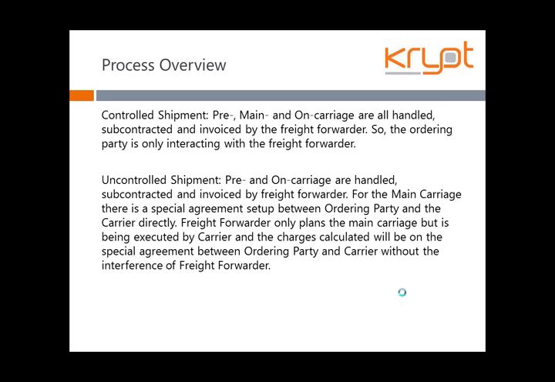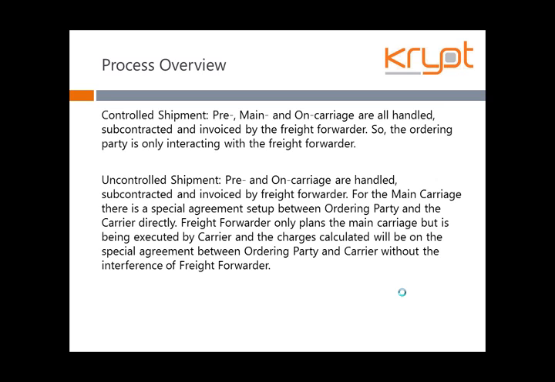But in uncontrolled shipment, the pre and the on carriage, only these two carriages are handled, subcontracted and invoiced by the freight forwarder. For the main carriage, there is a special agreement that is being set up between the ordering party and the carrier directly, without the interference of the freight forwarder. So the only role that the freight forwarder plays here in the uncontrolled shipment is to plan the main carriage with a carrier who is going to physically execute the goods.